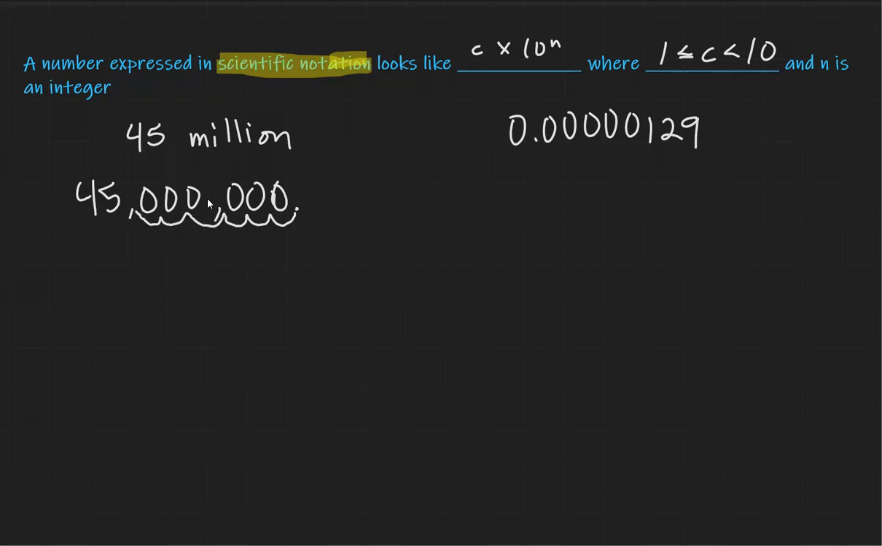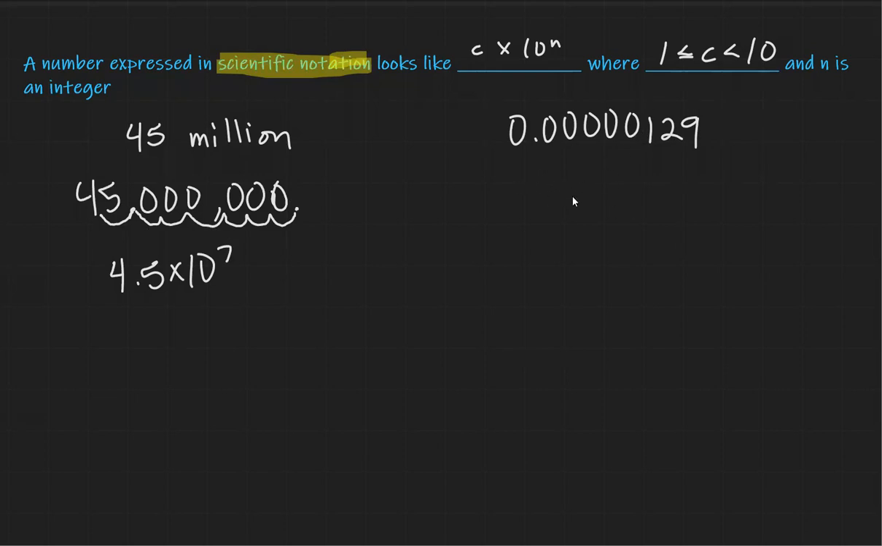And remember, the rule is that the number has to be less than 10 and bigger than 1. Right now I'm at 45 because my decimal's here. 45 is bigger than 10, so I got to move it one more time. So I get 4.5 times 10. How many places did I go over? 7. Okay, same idea here with my tiny, tiny, tiny number.